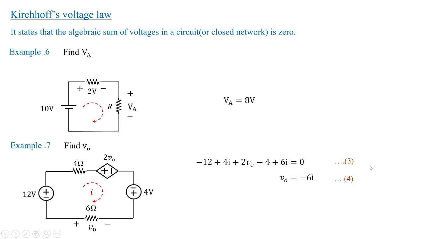These two equations we are framing as equation 3 and equation 4, and later we'll substitute equation 4 in equation 3. Then we are going to get minus 12 plus 4i. This 2 multiplied with minus 6i becomes minus 12i. Minus 4 plus 6i as it is equal to 0. With that, I'm going to get the value of I, which is equal to minus 8 amperes. Now, when you substitute this I equal to minus 8 amperes in equation 4, I'm going to get the value of V0 as 48 volts.